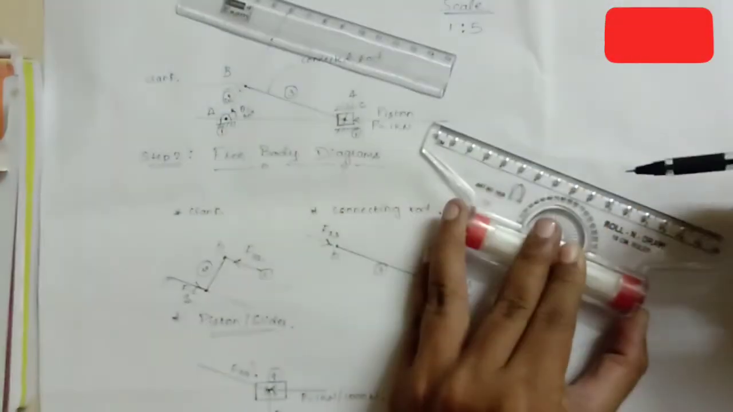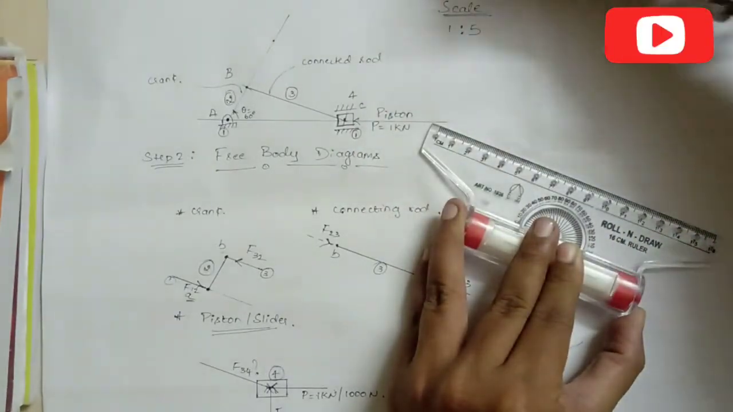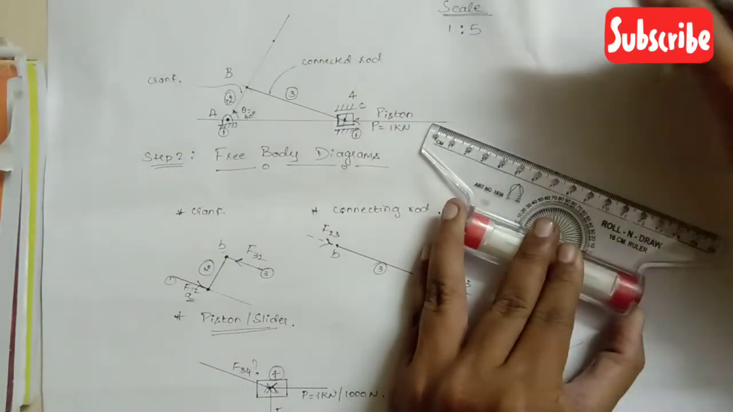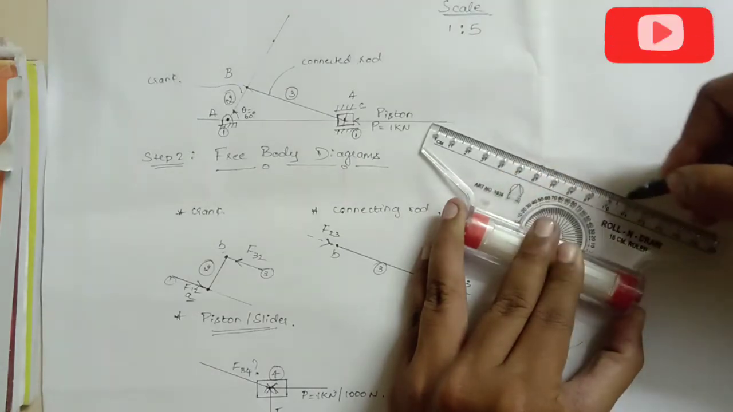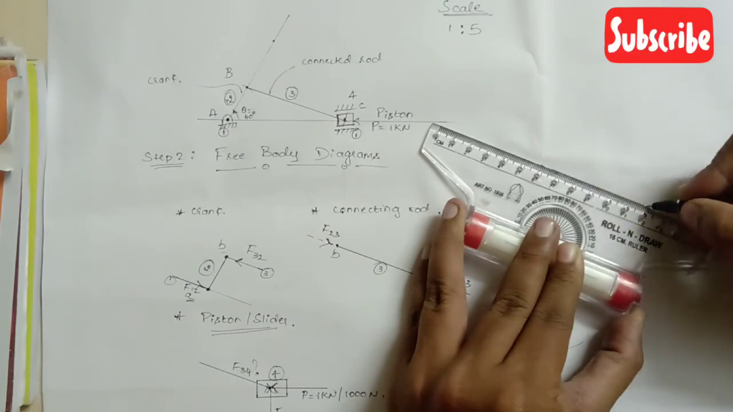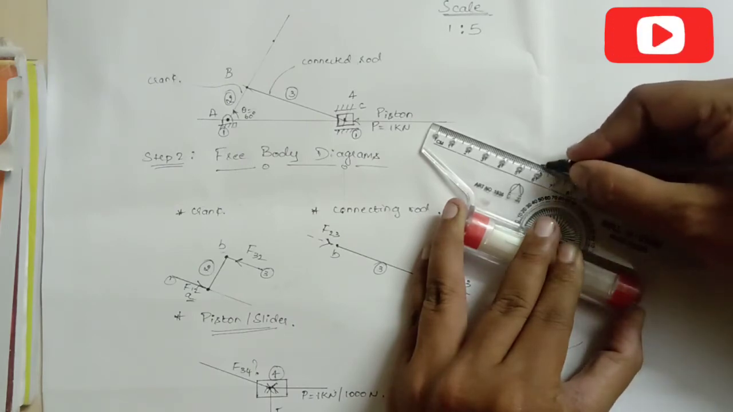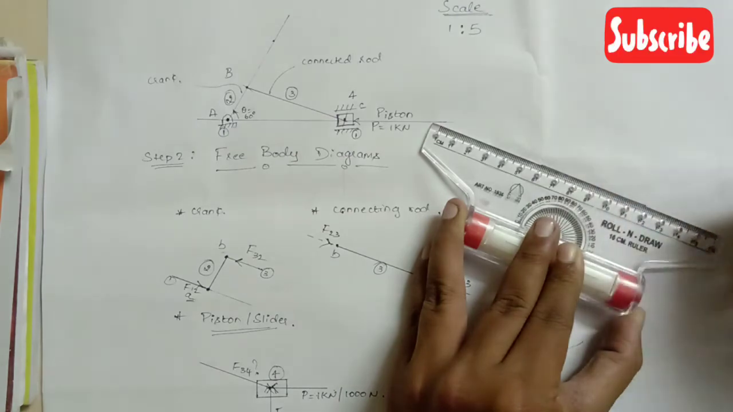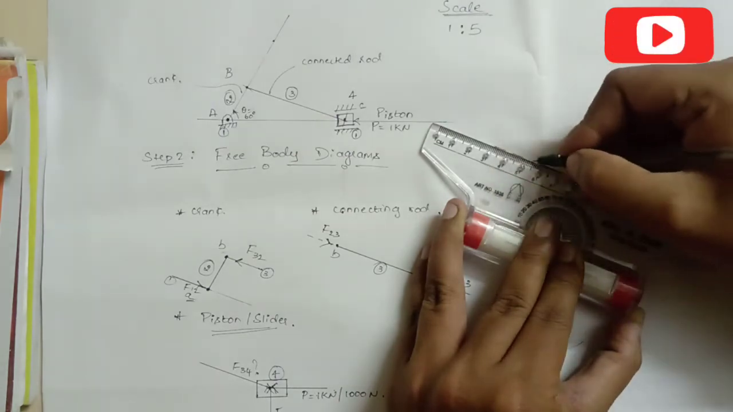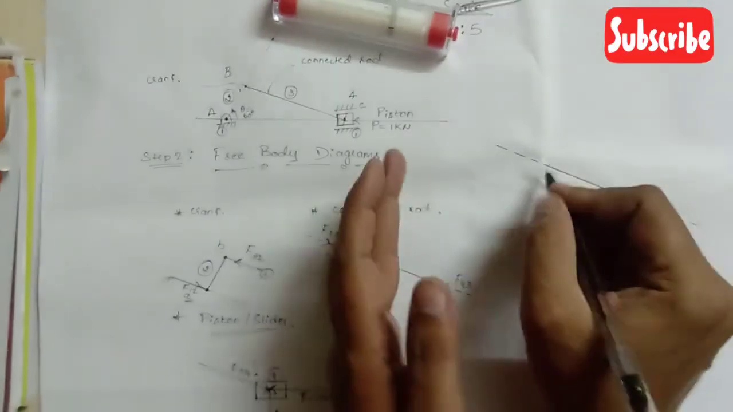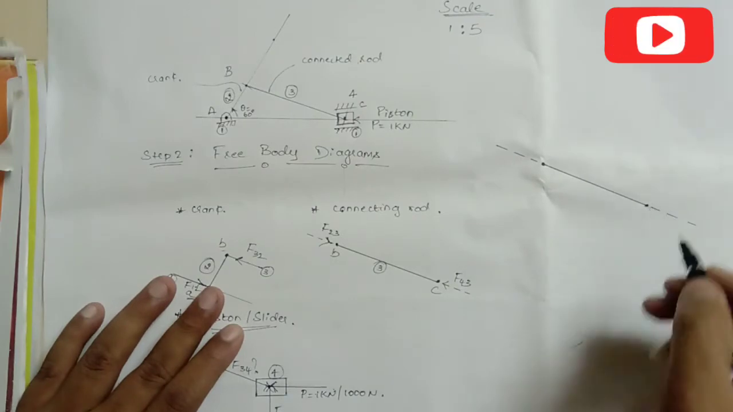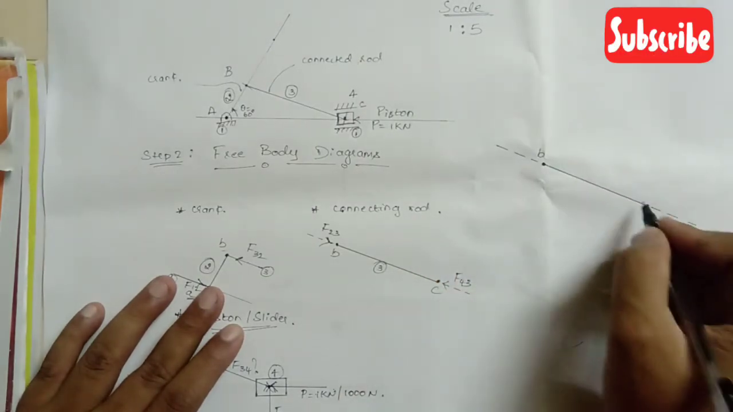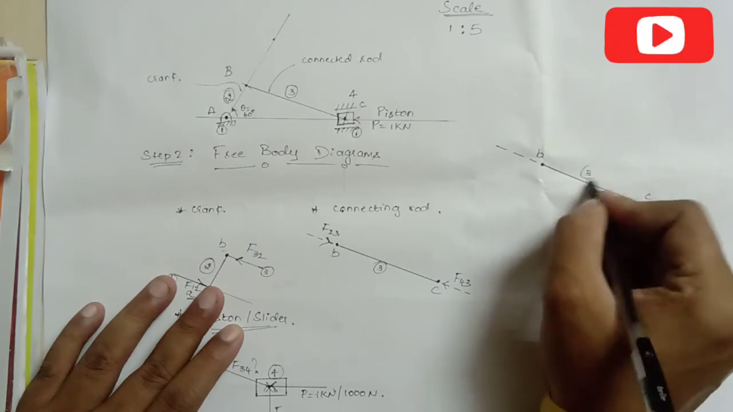So the length of the connecting rod was found out to be 300 by 5, 6 centimeter. So starting from 6 up to 12, this is the force diagram of my connecting rod here. Now on this line segment, I will be marking the points with whatever nomenclature was used in the space diagram. This is B and this is C, and this is my link 3, the connecting rod.